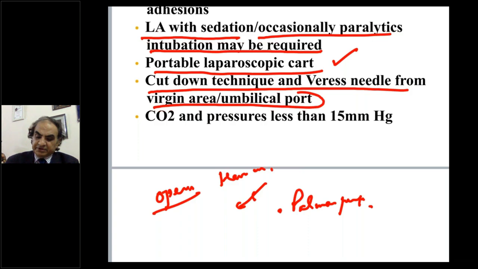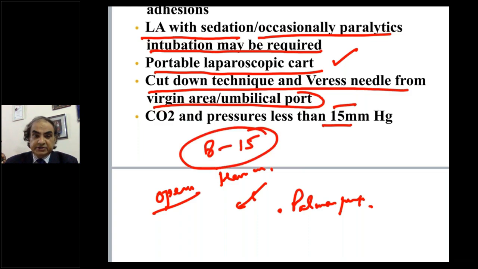Pressure less than 15, I'll call it 8 to 15. You don't raise it, compromise. But if you can get relaxation, then you can make it like any laparoscopy. And it's called cut down technique, because you can use a cutting incision. You keep cutting till you open up the peritoneum. So you make an open technique. That's what I was trying to say.